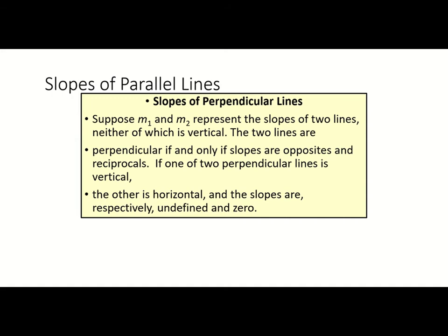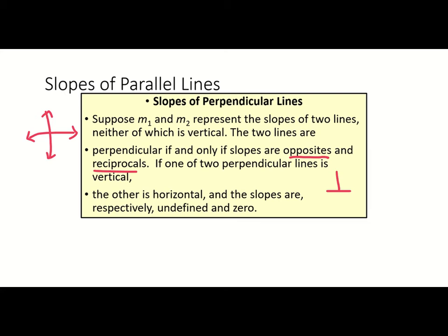All right, now, even though it says slopes of parallel lines at the top, we are actually looking at slopes of perpendicular lines. So we are going to suppose that the slope of line 1 and the slope of line 2 represent the slopes of 2 lines, neither of which is vertical. These 2 lines are perpendicular. Remember, perpendicular lines form right angles. So here are my 2 perpendicular lines. Remember, the symbol for perpendicular is the upside down T. They are perpendicular if and only if their slopes are, and they have to be both, opposites and reciprocals.